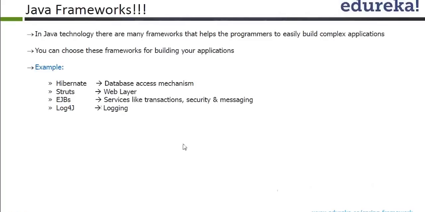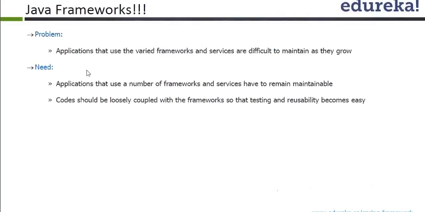Our code should be loosely coupled with frameworks. Basically, we should use simple Java classes and still use these frameworks. Otherwise, it will be really difficult for testing, reusability, incorporating new functionalities, or making changes. Those are the challenges if you use multiple frameworks in a big enterprise application. As the application grows, it will be really difficult to maintain. That's where the problem is: applications that use varied frameworks and services are difficult to maintain as they grow.